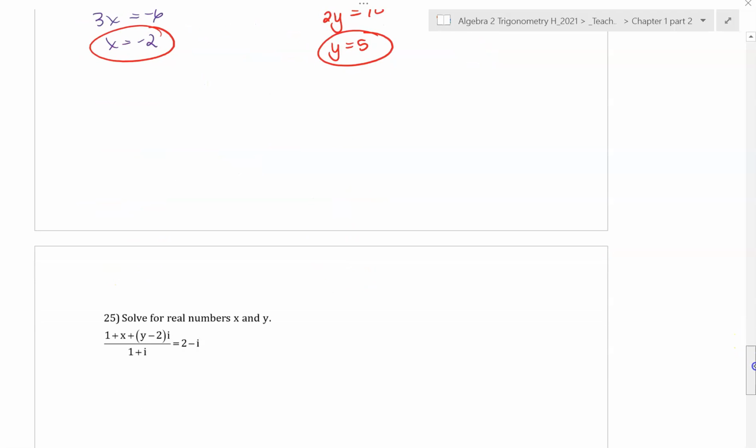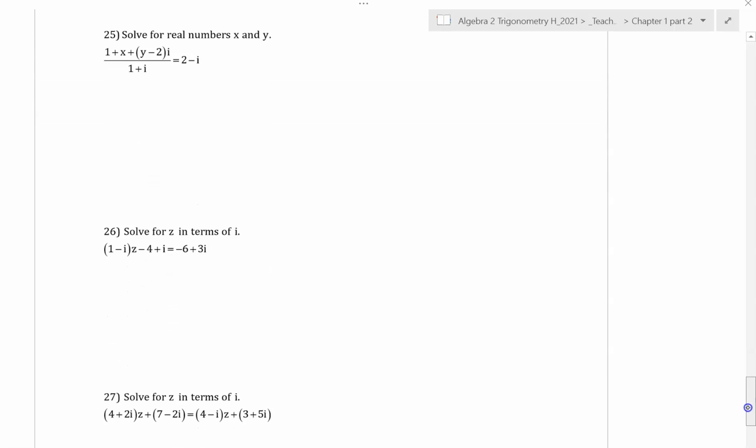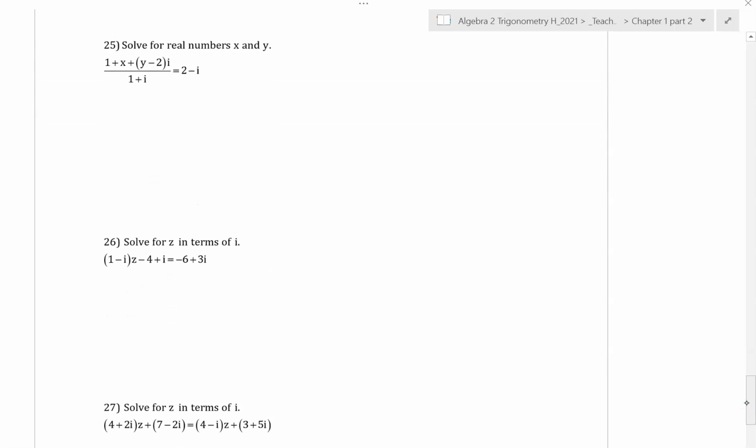Okay, so since we did that one, now why don't you go ahead and pause the video and give number 25 a try. So the first thing I would suggest doing is multiplying both sides of the equation by 1 plus i so that you do not have any numbers in the denominator. Go ahead and pause the video and give it a try.